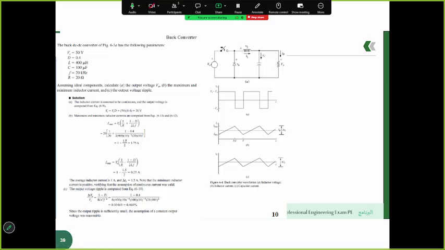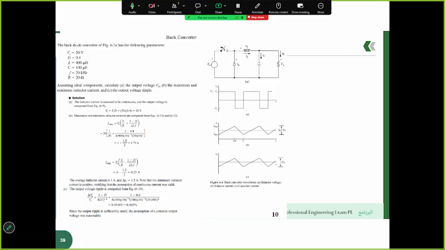The first step is to determine the DC output voltage. For an ideal buck converter, the output voltage is directly proportional to the input voltage and the duty cycle, given by the simple relationship VO is equal to VSD. Substituting the given values, we can obtain the VO. This confirms the step-down nature of the buck converter and highlights one of its key design principles.